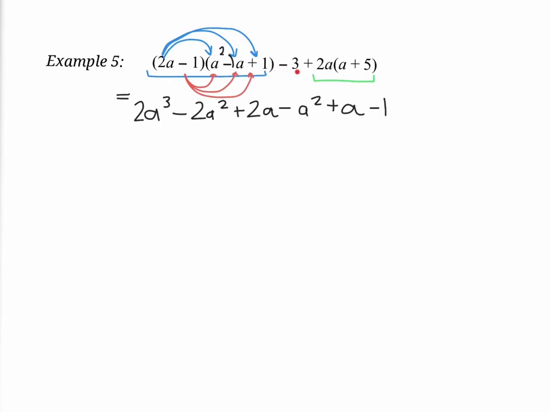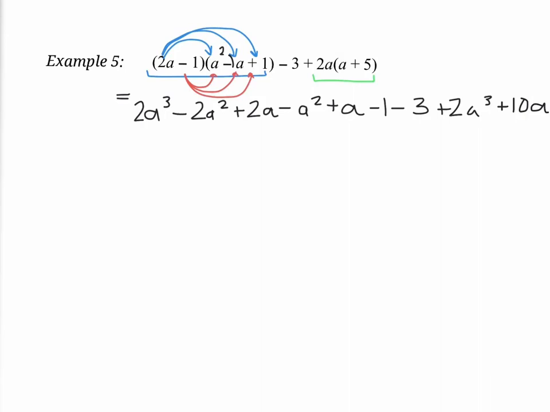Then moving forward, I've got this negative 3 here, not doing anything, so I'm just going to copy it. And then my last distribution I've got right here. So I'm going to do the 2a times a. That's going to make 2a cubed, and I'm going to put a plus sign in front because it's positive. And then I'm going to do 2a times 5, and that's going to be plus 10a. And the hardest part is done. All we're left to do is collect like terms here.